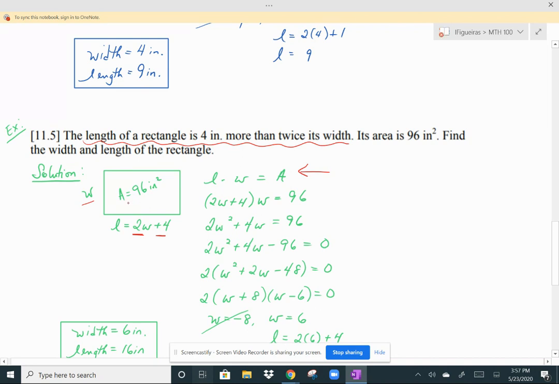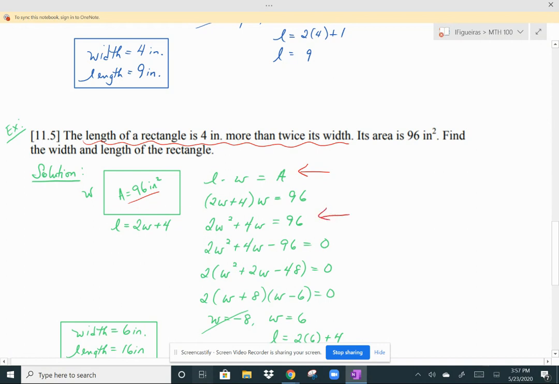You're told that the area is 96 inches squared. That's given in the problem. All right, so now we have to plug in what the length is. 2w plus 4 times w equals 96. Now we distribute on the left. That gives us 2w squared plus 4w equals 96.